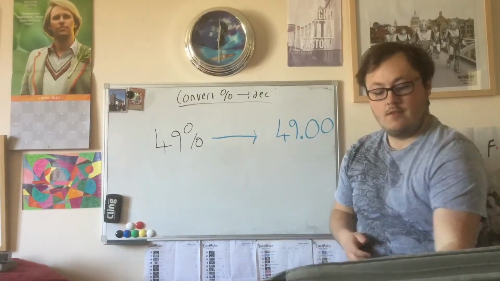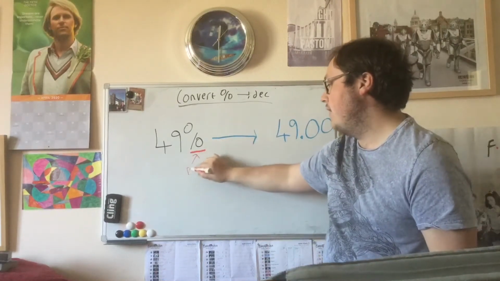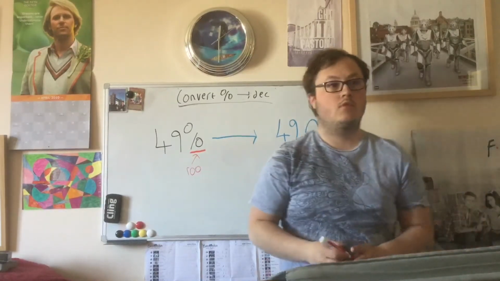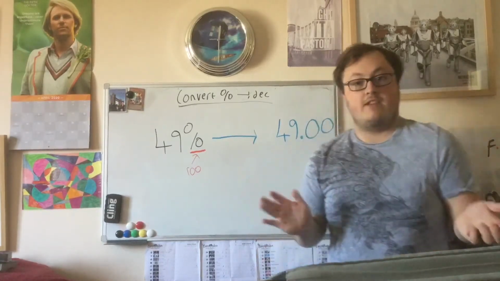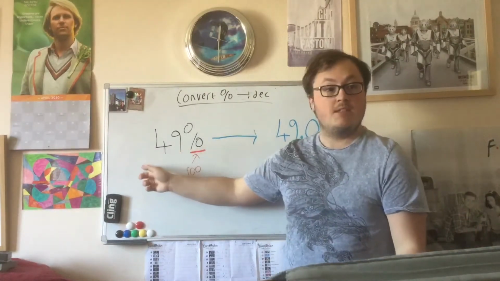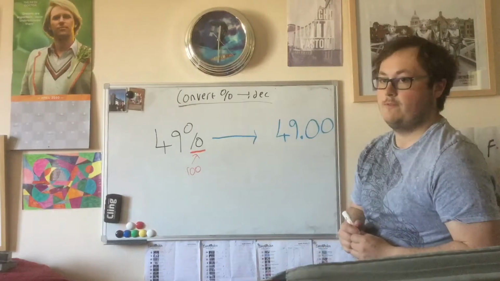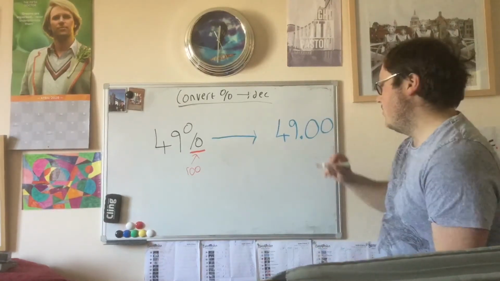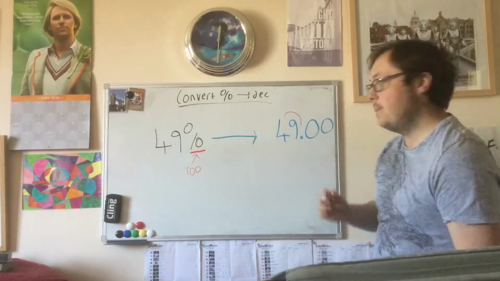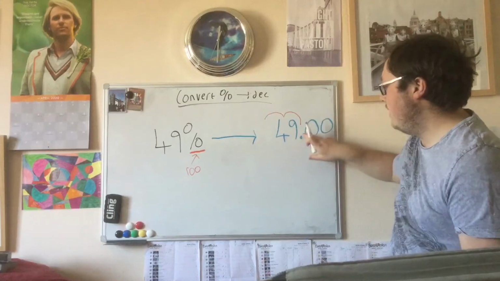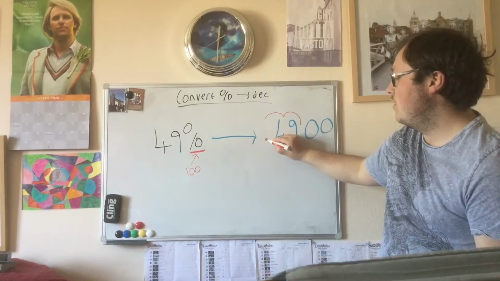Now, remember what percent means. A percent means out of 100. So how we find a percentage as a decimal is pretty simple. You divide the number that the percentage is by 100. We have done this loads of times before, so this should be pretty easy. So we move our decimal point one place to the left because there's 1 zero, and then another place to the left because there's 2 zeros in 100. So the decimal point moves to here.